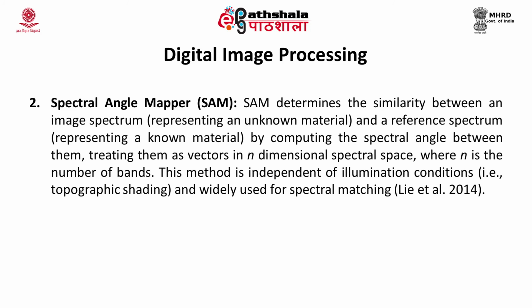So, now another method that we call the spectral angle mapper, that is SAM. SAM determines the similarity between an image spectrum representing an unknown material and a reference spectrum representing a known material by computing the spectral angle between them, treating them as vectors in n-dimensional spectral space, where n is the number of bands. This method is independent of illumination condition, that is topographic shading, and is widely used for spectral matching.